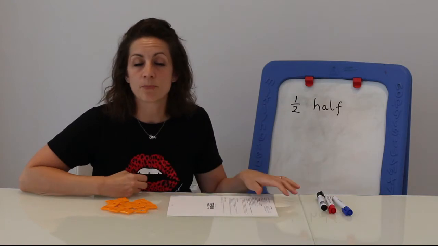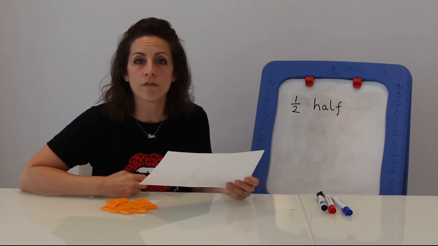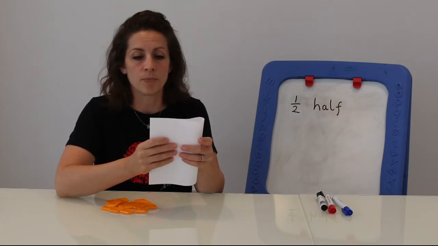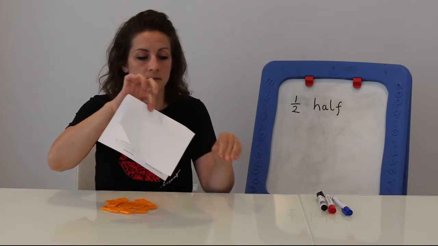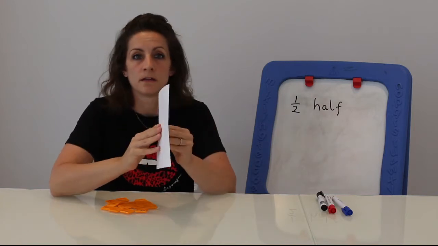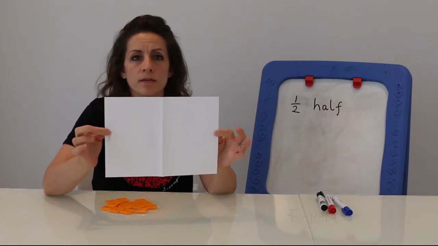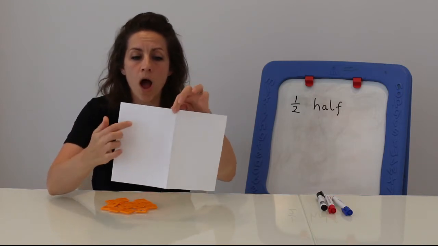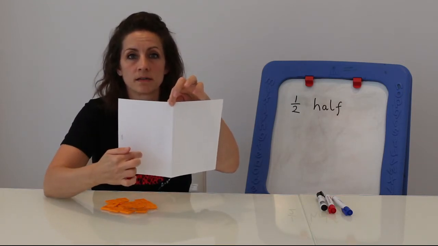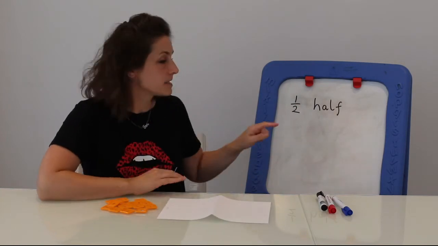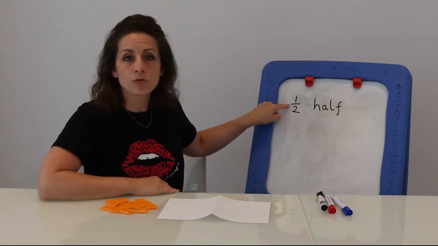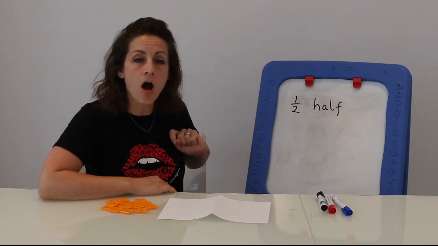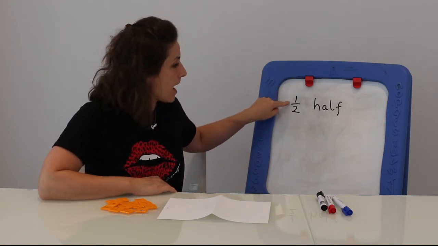If I asked you to take a piece of paper and fold it in half, what would you do? You'd probably do something like this. How many pieces would you end up with? You'd end up with 2. A half is one of those pieces. So half means 1 out of 2. I'm going to say that again. Half means 1 out of 2.